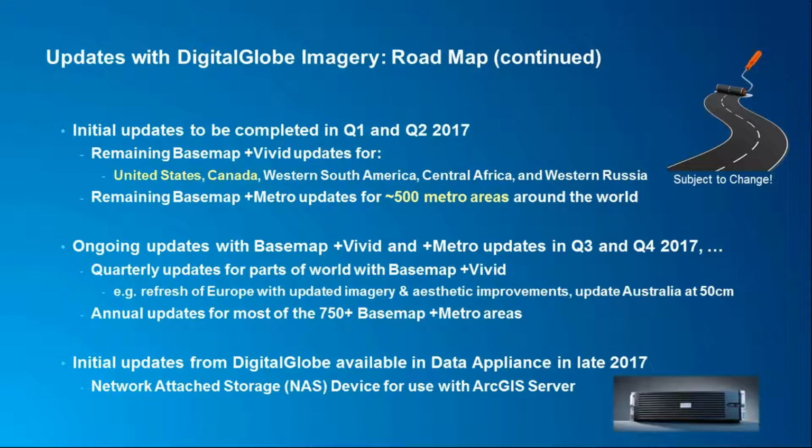And then we intend to do annual updates for most of the 750 plus metro areas that we've acquired from DigitalGlobe. This same imagery that we deploy in the first half of 2017 will also be available for customers who'd like to have local copies on their local infrastructure through the data appliance. So in the latter half of 2017, we will be deploying our next update to the data appliance beyond the one we've just released that will be available, including all of this DigitalGlobe imagery.